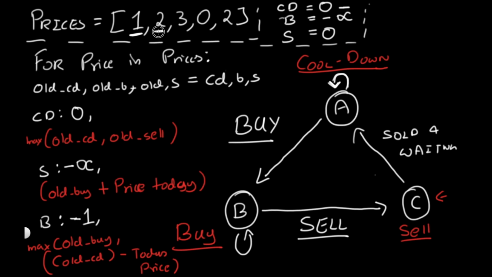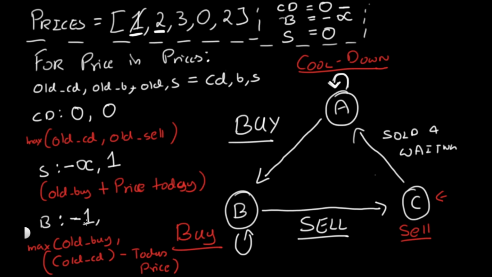Now let's move on to the number 2. Same thing. We're going to find the maximum between the old cooldown and the old sell. Old cooldown is 0. Old sell is negative infinity. Maximum is still 0. Okay, so now again, we have the old buy plus the price today. We have our sell condition where we're going to sell it. We take our old buy, which is negative 1, and we add that with today's price. Negative 1 plus 2 gives us a profit of 1. So we make 1.